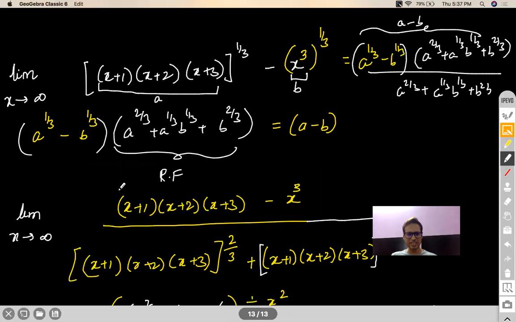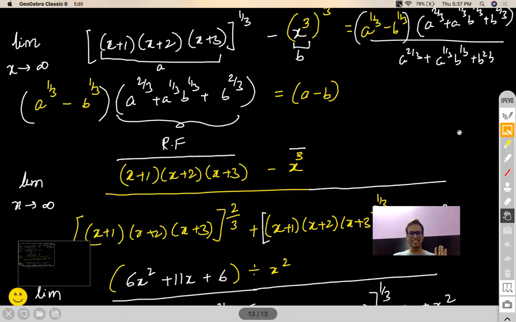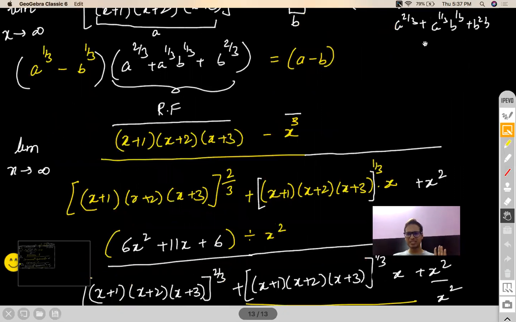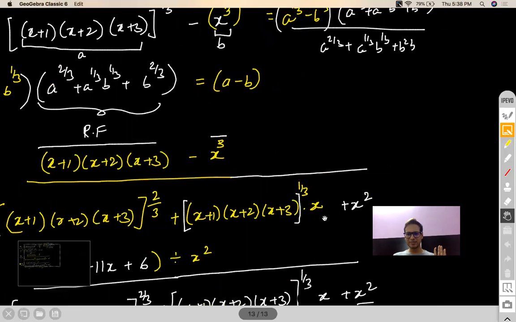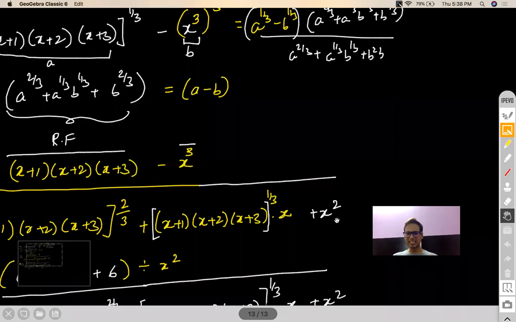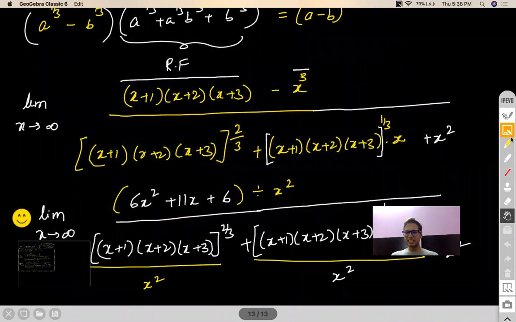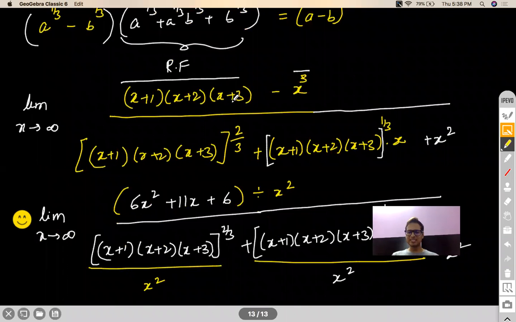This is your a term, this is your b term. Okay. This will become a to the power 2 by 3. As you can see, a to the power 1 by 3, b to the power 1 by 3 will be x only. And then again b to the power 2 by 3, which is x square. Correct. Now I opened the bracket over here. I hope you can all expand this. It will give you x cube, 6x square, 11x plus 6.